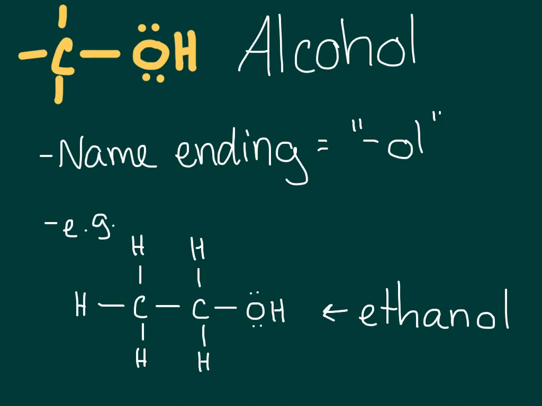Now we're starting to incorporate some other elements, in this case oxygen. When you have a carbon connected to an OH group, it's known as an alcohol. Note that this OH is not OH-, it is not a hydroxide ion because this is not an ionic compound. So when OH is connected to a carbon, it's an alcohol. They have names ending in -ol and are things like ethanol, which is the compound responsible for drunkenness when ingested.